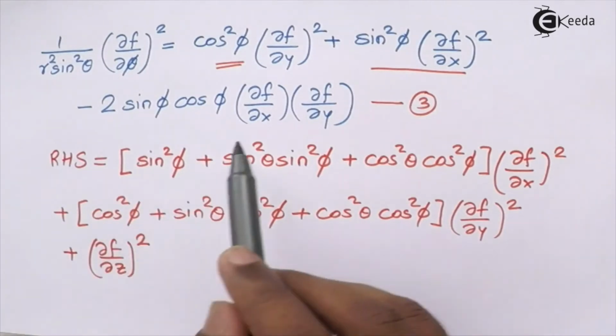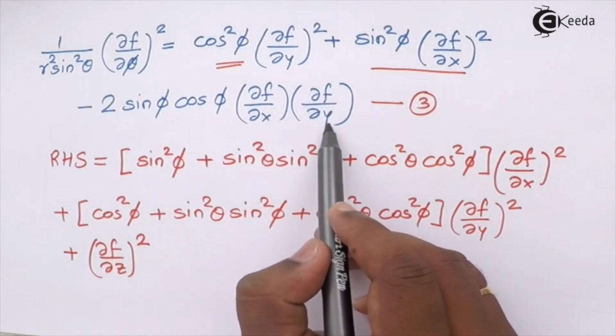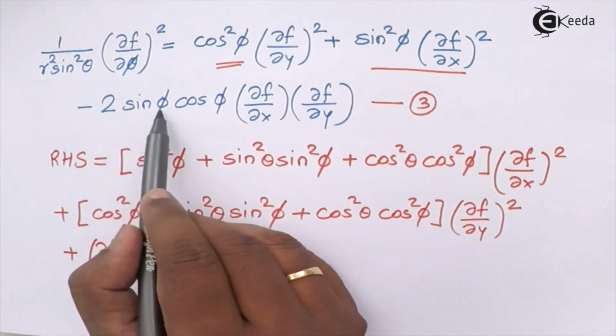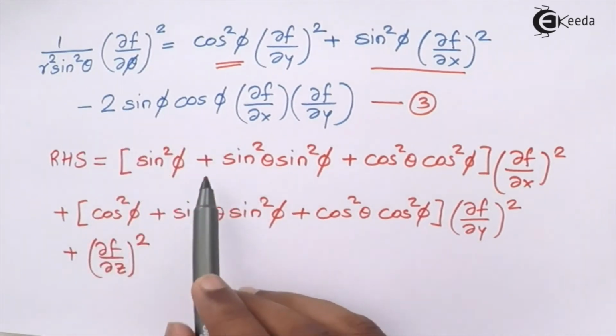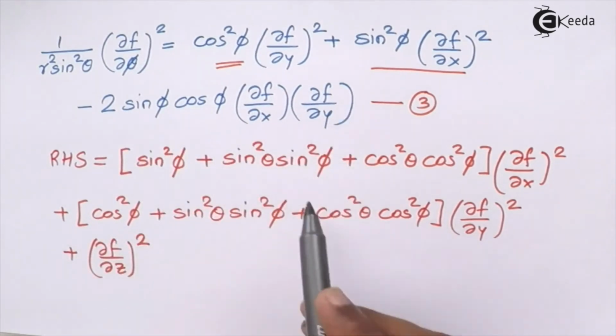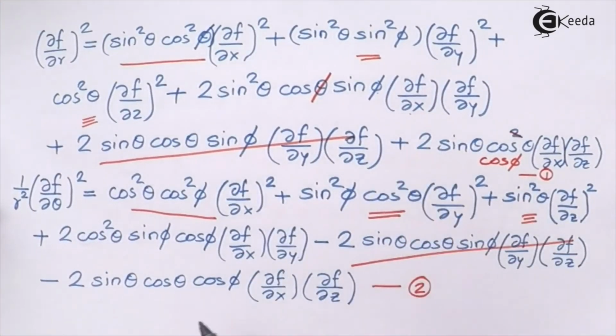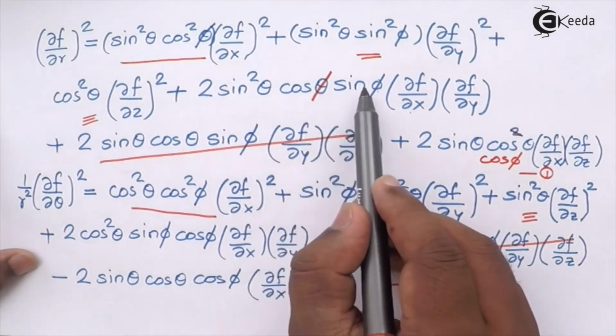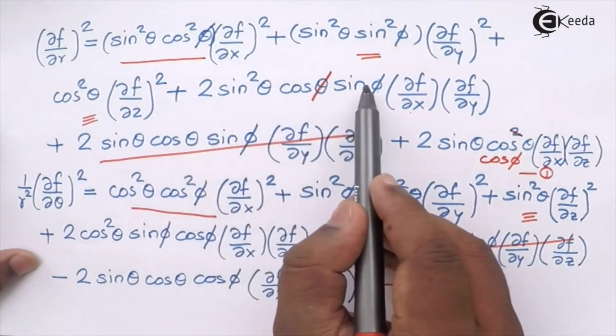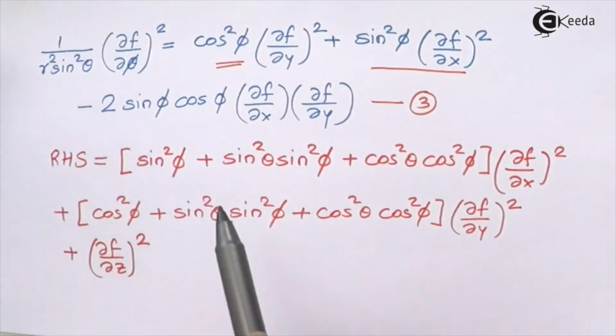Also, we have one more term of ∂f/∂x, ∂f/∂y in equation number 3, which is negative 2 sin φ cos φ. So what we'll do is, from these three terms, we can take ∂f/∂x, ∂f/∂y common. Also, we can take 2 sin φ cos φ common from here.